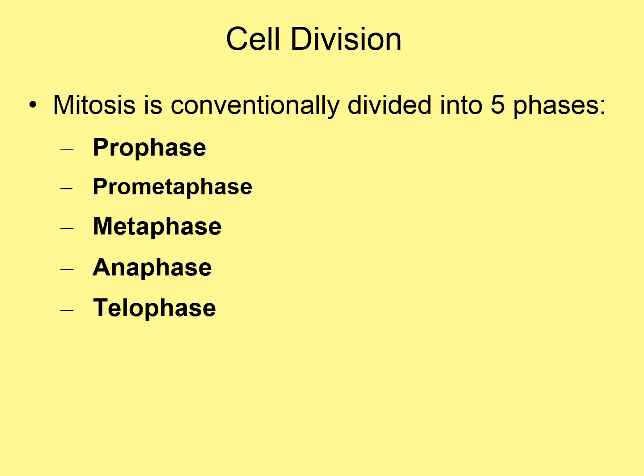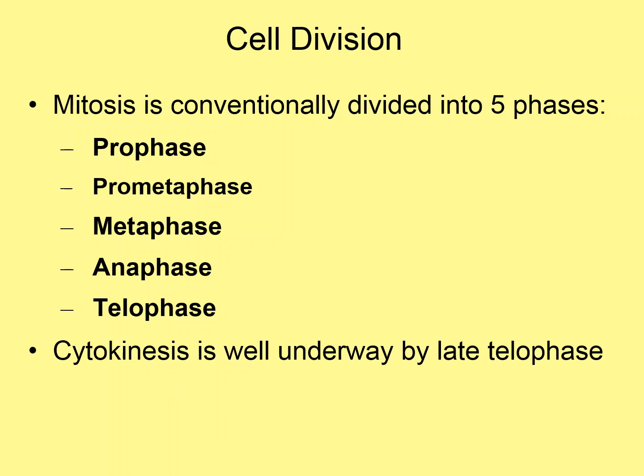Prometaphase, things start getting connected and moving with the other parts of the cytoskeleton, getting ready to separate. Metaphase, our chromosomes line up along this sort of invisible line in the cell. Anaphase is the actual separation, and then telophase is essentially the reverse of prophase. So by the time telophase is almost complete, the process of cytokinesis is well underway. And cytokinesis is actually the process of cell division.